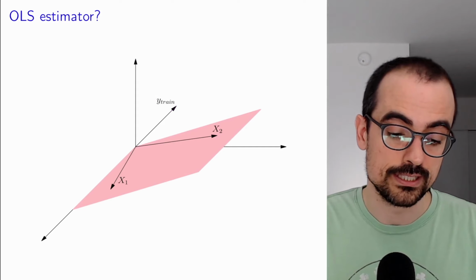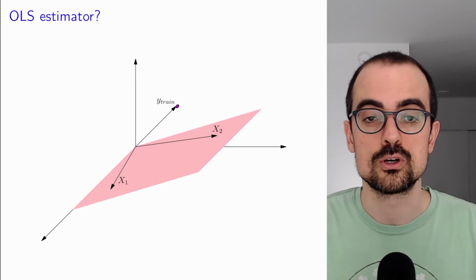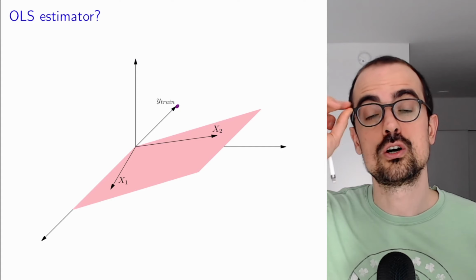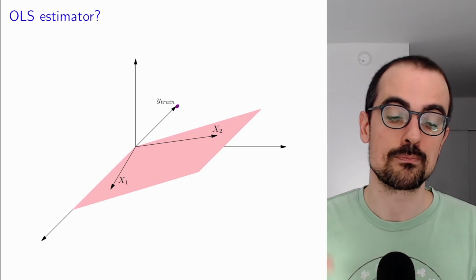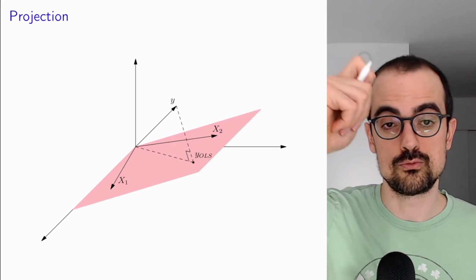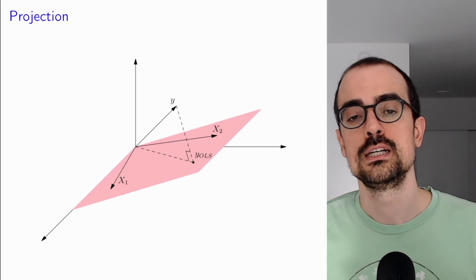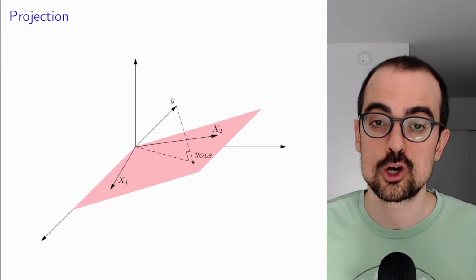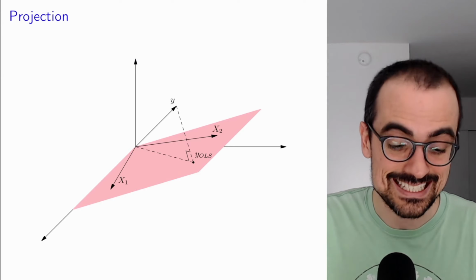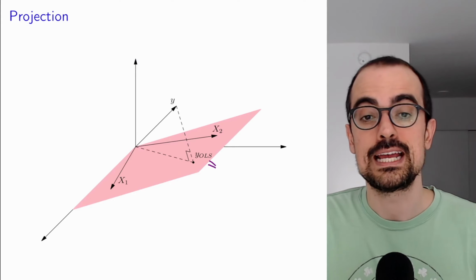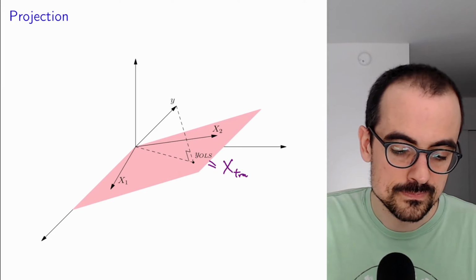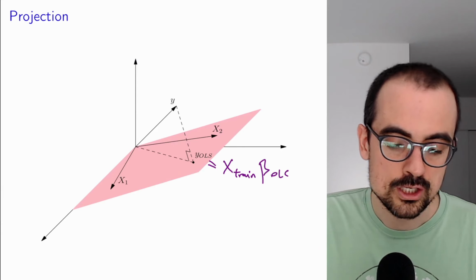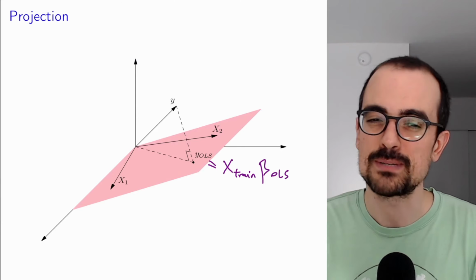We need the point on this plane that is as close as possible to this response vector in terms of the sum of squared entries, which is the L2 norm. So you remember your algebra, what is that point? It's just the projection of the response vector onto the plane spanned by the columns of the design matrix. And that's exactly equal to the response estimate provided by the OLS estimate.